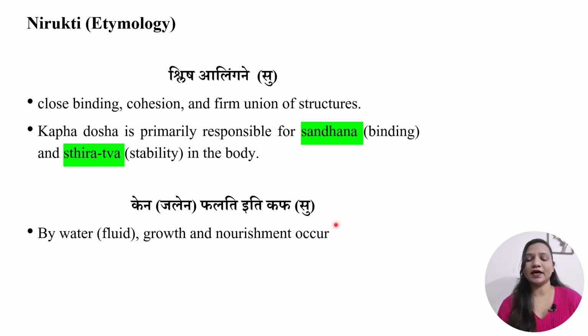The next one, again, the verse comes in Sushrut Samhita of Acharya Sushrut, which goes like Kena Jalena Falati Iti Kapha. It is also a Nirukti of Kapha Dosh. It means by water or fluid, growth and nourishment occur. So we know that for growth and nourishment, water is necessary, whether we talk about the nature or whether we talk about a human body.